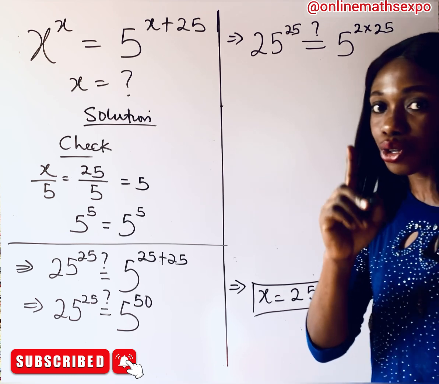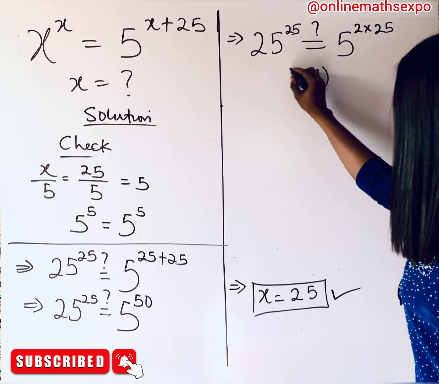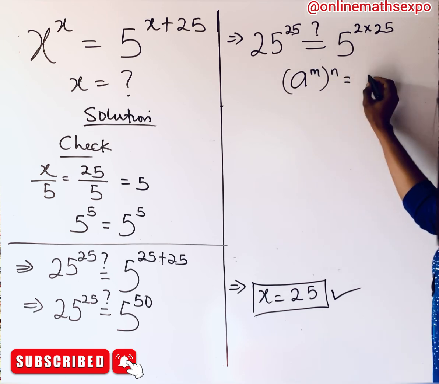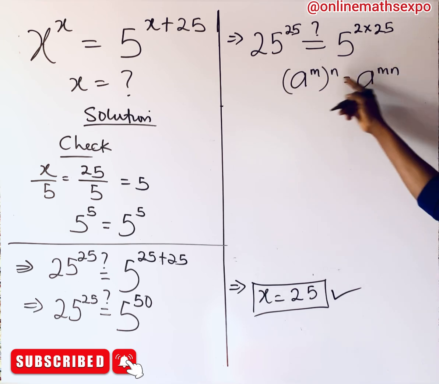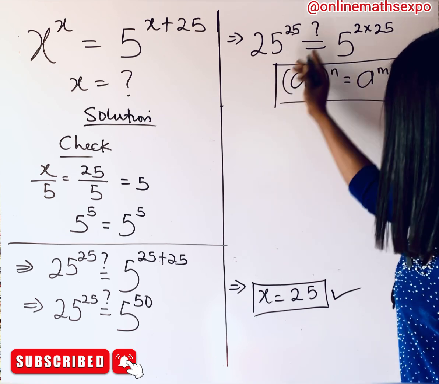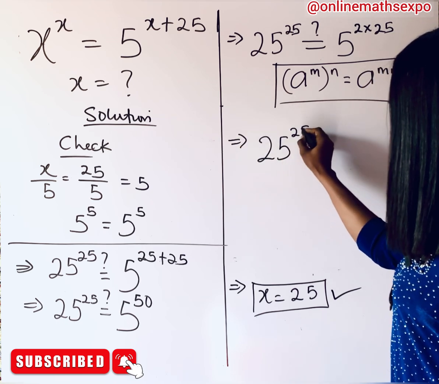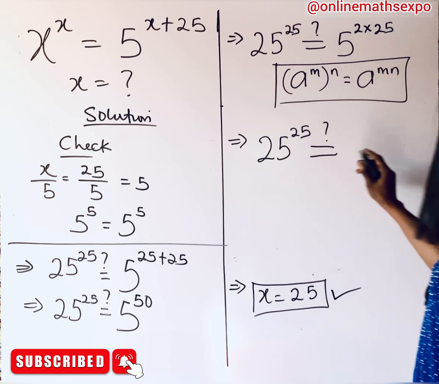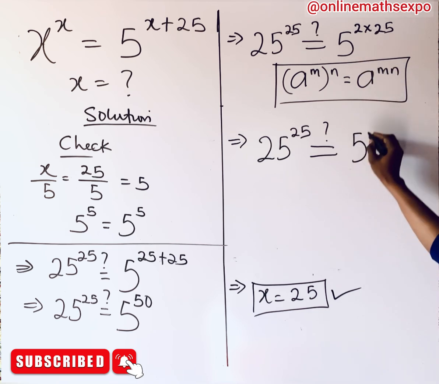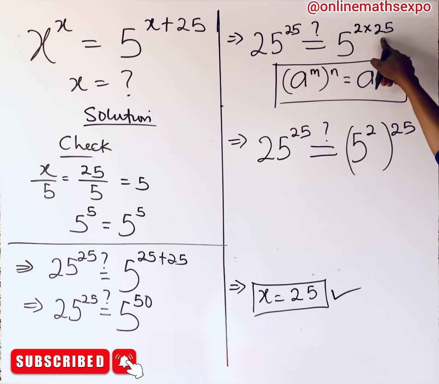Now remember this rule of exponent, which says that if you have a to the power of m to the power of n, it is the same as a to the power of mn. You multiply the power. So if you apply it here at the right side, you are going to have 25 to the power of 25. Is it equal to, here we're going to have it as 5 raised to power 2 will be raised to power of 25. Did you see that? You can also multiply it to be in this form.